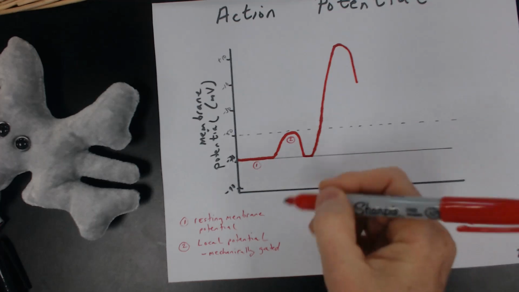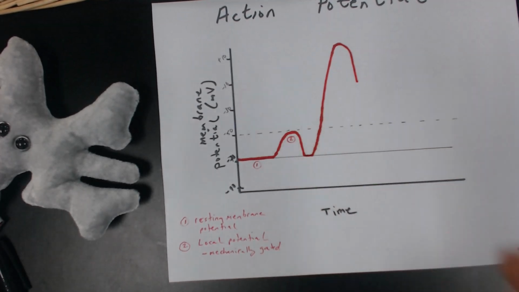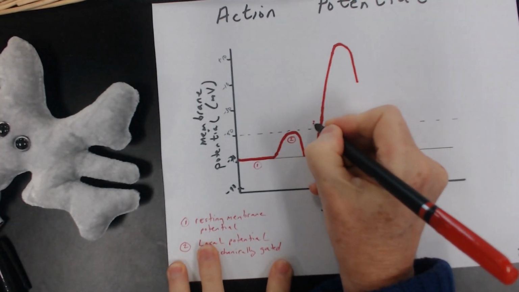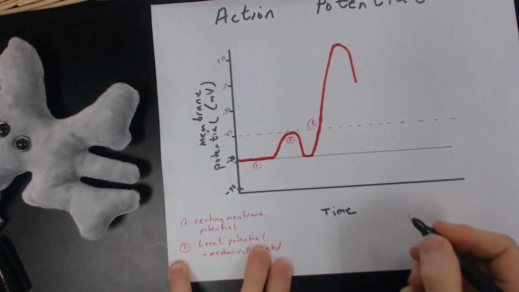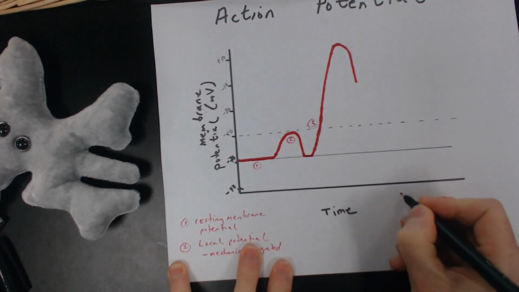Okay, with the mechanically graded potential, I don't necessarily have to fire all the way. I can perceive a little bit of something, but I can back right back down. But with the action potential, once I reach threshold, it goes. Okay, and that going indicates transmission of information down the axon itself. Okay, so number 3 here is going to be threshold.